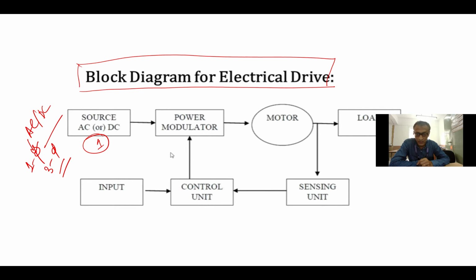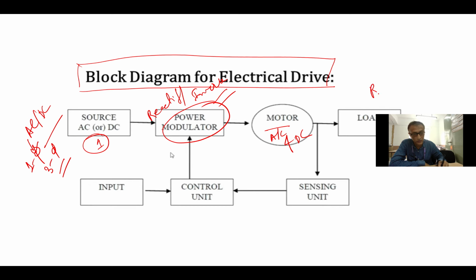After that, this one is your power modulator. That means you have to use a rectifier and inverter, and this is your motor, for AC and DC. Next is your load: R load, L load, RL load, and RLC load. So these are the loads you have to consider.